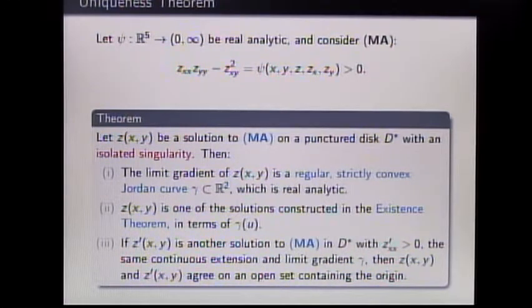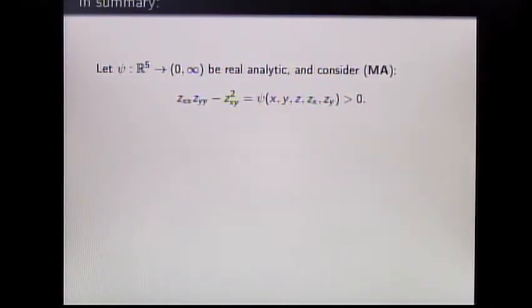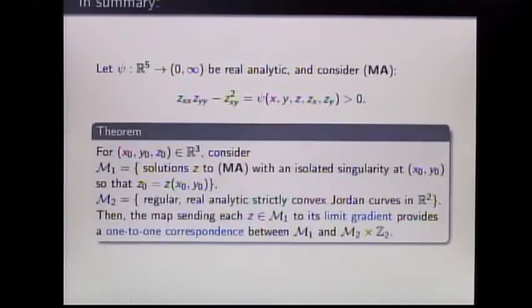Okay? We have a classification in the case of the pure Monge-Ampère equation. So summarizing, what we have obtained is the result I presented to you at the beginning. If you fix a point in the Euclidean space R3, and you call M1 the class of all the solutions of the elliptic Monge-Ampère equation with an isolated singularity at this point, and M2 the class of all regular real analytic strictly convex Jordan curves in the plane, you have a one-to-one correspondence between these two classes. Okay? This is at least in the case of the pure Monge-Ampère equation.